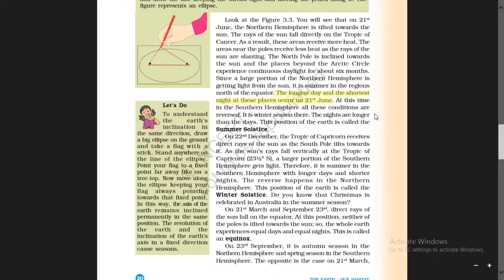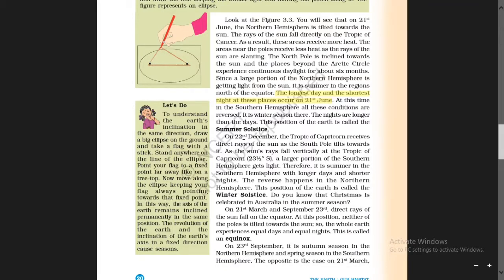The nights are longer than days. Earlier we found nights are shorter than days. Now, here in the winter season, we find nights are longer than the days. This position of the earth is called the summer solstice.